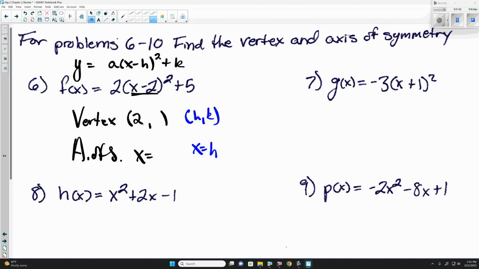2. Because x minus 2, our h value would indeed be positive 2. Our k value would be 5. So the vertex is the point (2, 5). Axis of symmetry, x equals h. And the h value is? We get this here.